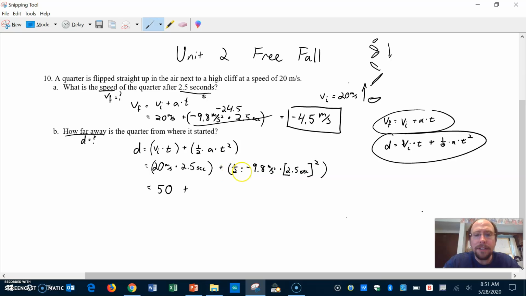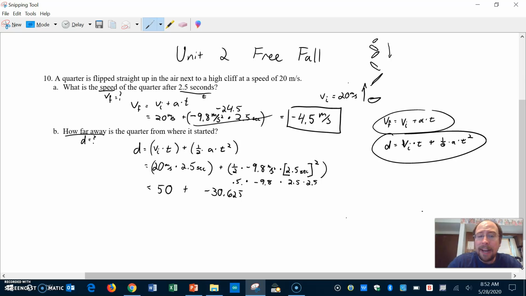Plus, when I do this part, I have to make sure I do my order of operations. I'm doing multiplying, but I also have this squared. You have to do the squared. It's like taking 2.5 times 2.5. Times negative 9.8, you have to make sure it's negative because gravity's pulling down. Times 1/2. If you want to put 0.5 on your calculator, that's fine. So if I do 0.5 times negative 9.8 times 2.5 times 2.5, I end up with negative 30.625.